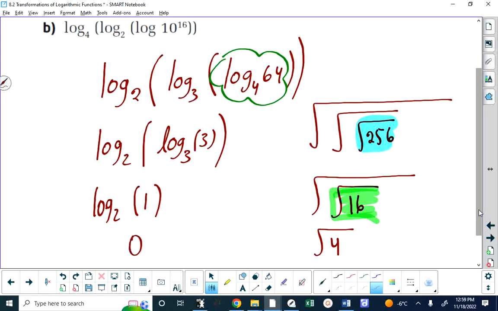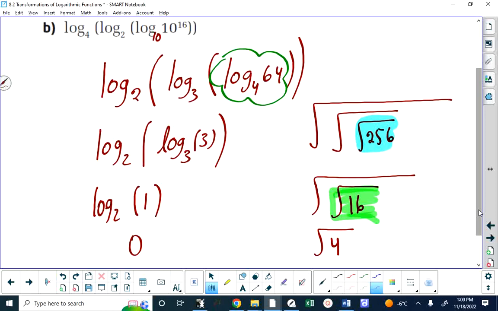And you would do the same thing for d, by the way. This is a base 10 logarithm because it doesn't say. So log base 10 of 10 to the 16 is saying to what do you raise 10 to get 10 to the 16? 16. Then it's log base 2 of 16. To what do you raise 2 to get 16? 4. Then it's log base 4 of 4, which is 1.